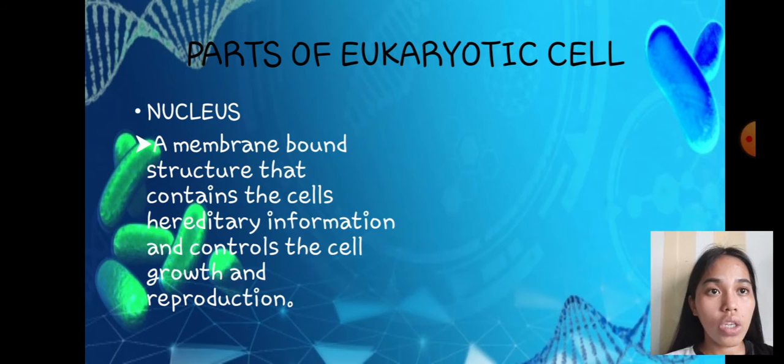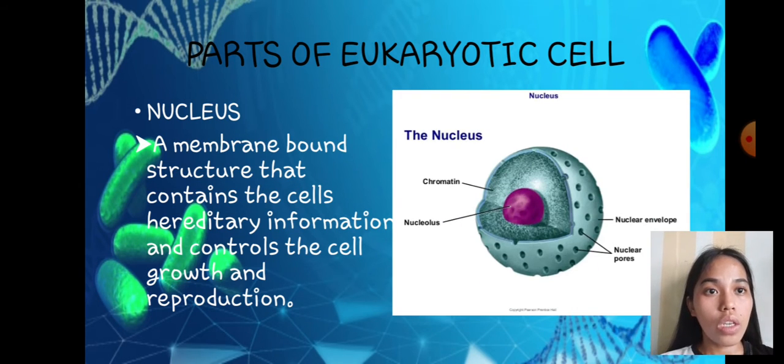Next is the parts of the eukaryotic cell. The first part of the eukaryotic cell is the nucleus. The nucleus is a membrane-bound structure that contains the cell's hereditary information and controls the cell's growth and reproduction. This is an example of a nucleus. It has chromatin, nucleolus, nuclear pores, and nuclear envelope.